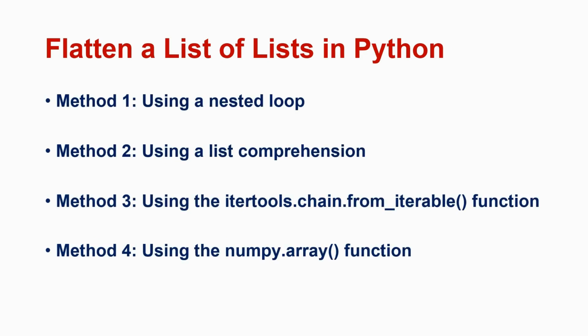Each method has its strengths and weaknesses. The choice of method depends on the specific requirements of your application. For simple cases, a nested loop or list comprehension might be sufficient. For larger datasets or more complex data structures, consider using itertools or NumPy for better performance. In Part 2, we will discuss these 4 methods in more depth.